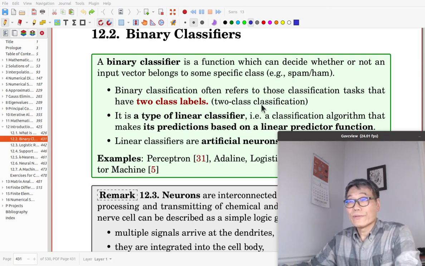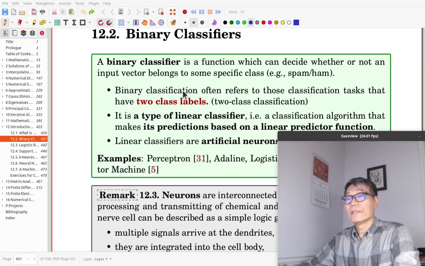Section 12.2 Binary Classifiers. A binary classifier is a function which can decide whether or not an input vector belongs to some specific class. For example, spam and ham. In the context of email and online communication, spam refers to undesired bulk messages, while ham refers to desired emails.